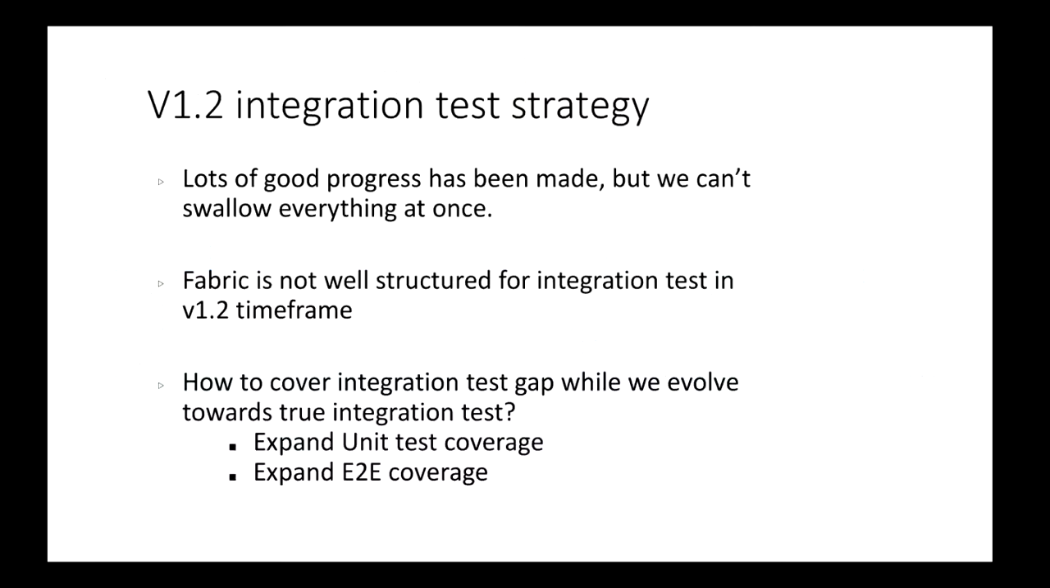So we realize the integration test is not well structured right now for the 1-2 time frame. So we sit back and ask ourselves, okay, what are we going to do? We're making progress on the journey, but we can't get this piece done for 1-2. So what we decided to do is, we met with a subset of the maintainers, and we want to propose this as the way we're going to approach the 1-2. We want to expand the unit test coverage and expand the end-to-end coverage to cover that gap.